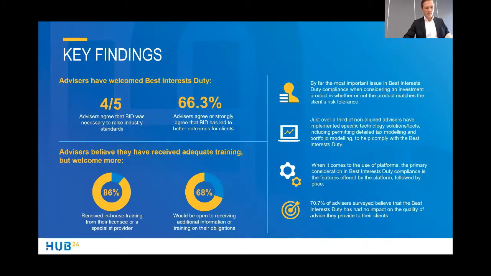The last point there in the bottom right-hand corner, however, I find an interesting outcome. We talked earlier up the top that 66% of advisors agreed that best interest duty had led to better outcomes for clients. But 70.7% of advisors, roughly the same amount, believe that best interest duty has had no impact on the quality of advice that they provide. So 2/3 of advisors are saying that it's delivered better client outcomes, and 2/3 are also saying that it's had no impact on the quality of advice delivered to their clients.